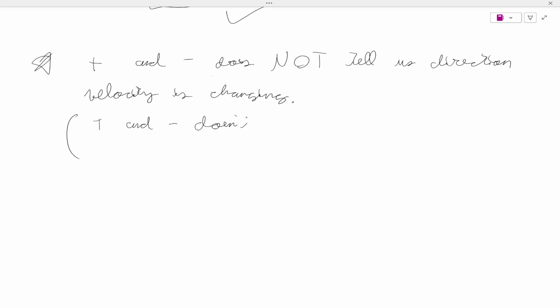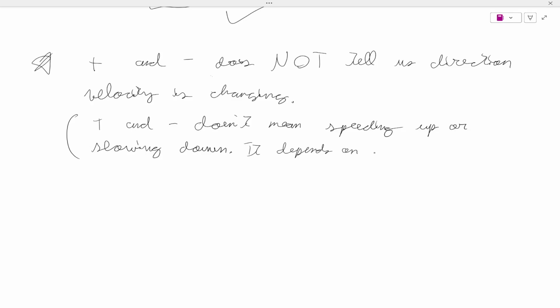So positive and negative doesn't mean speeding up or slowing down. This is important to keep in mind because you'll come across very tricky problems with acceleration. It just depends on the direction of the velocity. This is important because remember, velocity is a vector. So the magnitude will be the same, but the direction is what it comes down to.